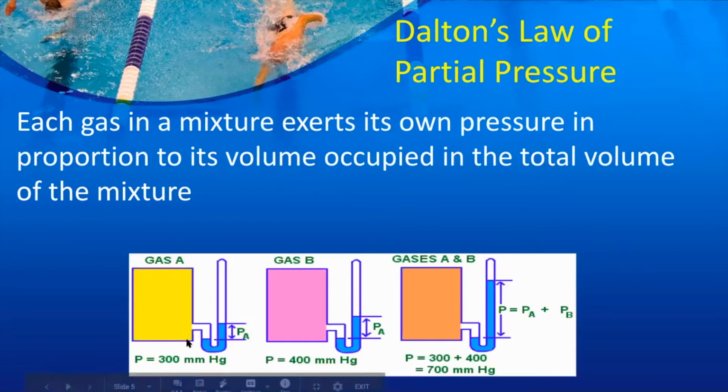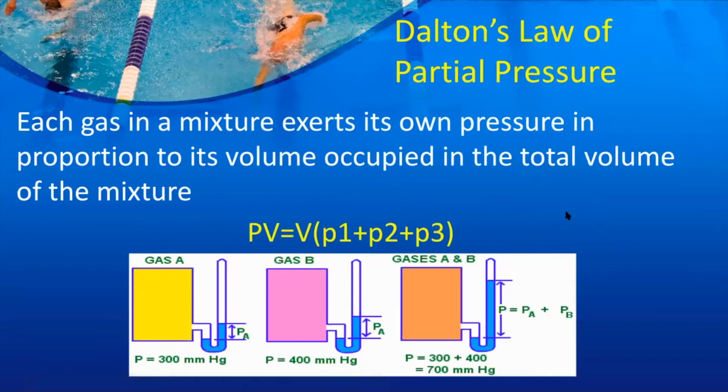So if this one is 300 millimeters of mercury and this one is 400 millimeters of mercury, then together they make 700 millimeters of mercury. So this is one of our gas laws. And if we were in class, we would definitely be doing some math with this. And this formula would be on your test, and you'd have to do some math with that.